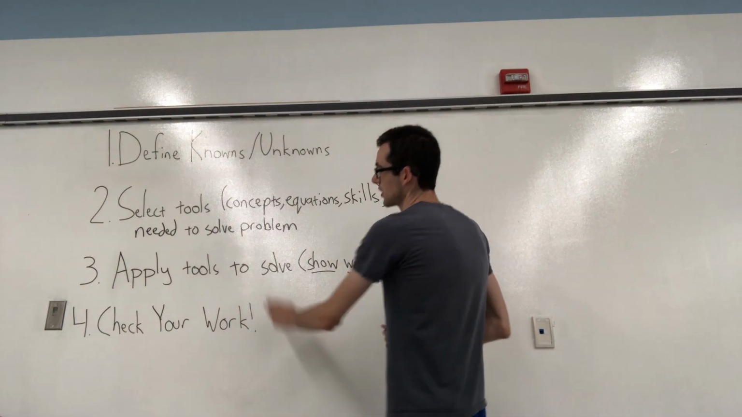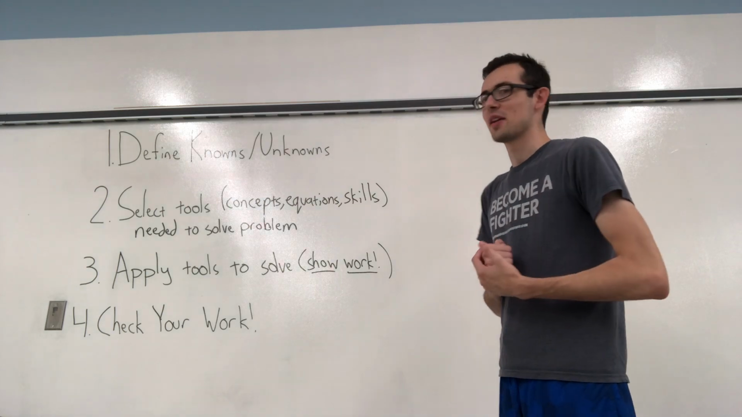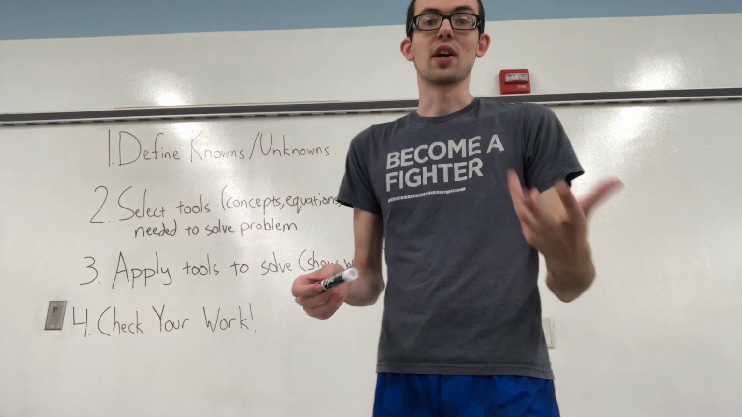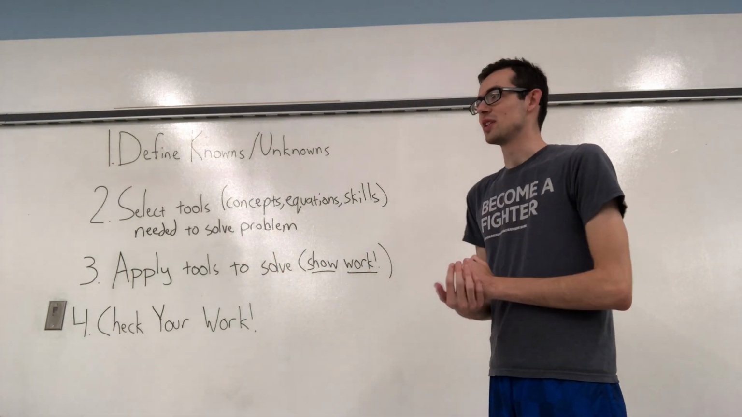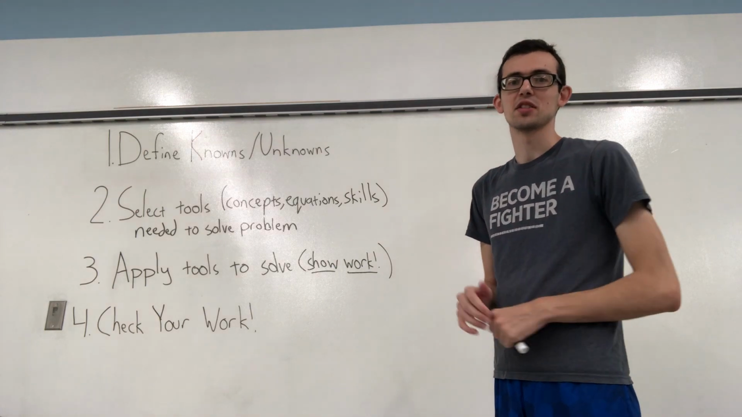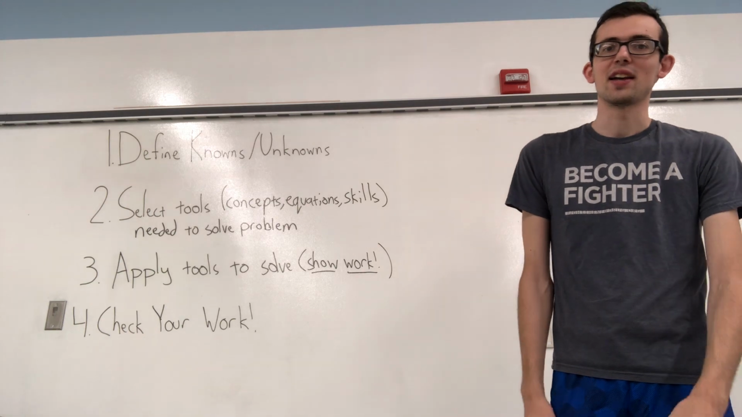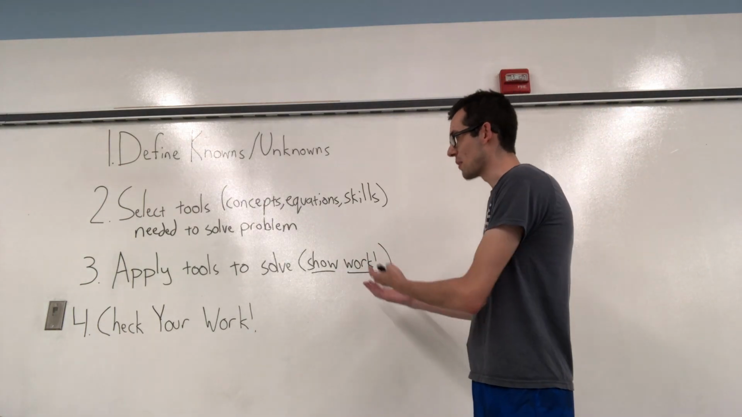Step 4, check your work. That's just a really important thing. I think I would have gotten a lot better if I had bothered to go back and check my work in college or in high school while taking physics. It would have gotten rid of a lot of the mistakes that I made and that cost me points on a test or points on homework or something like that. So checking your work, very important anytime you're doing something involving math and equations.